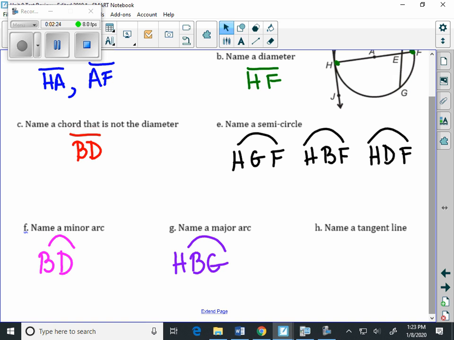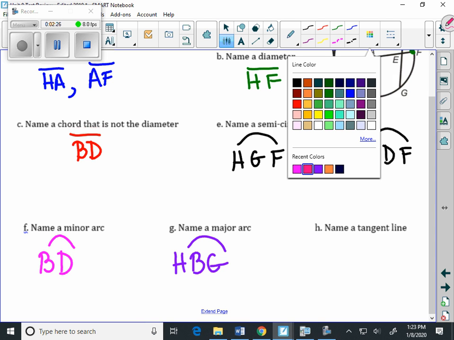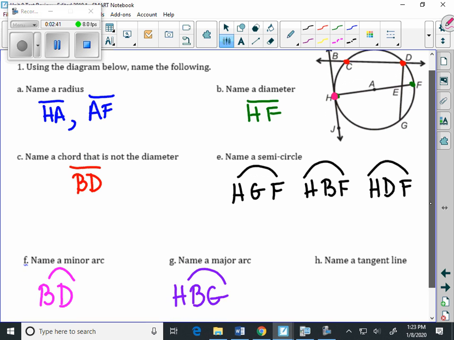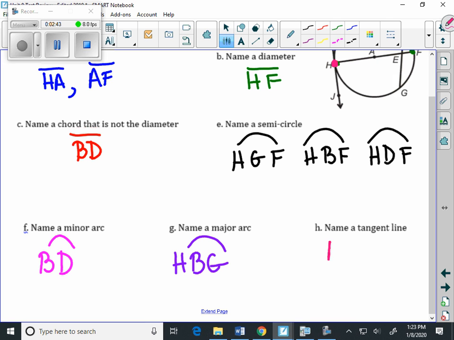And finally, a tangent line. Well, a tangent line is going to really be a line that's outside of the circle and only touches the circle once. And in fact, I already have a point at the point of tangency right here at H, but that line is BJ, and it's a line.